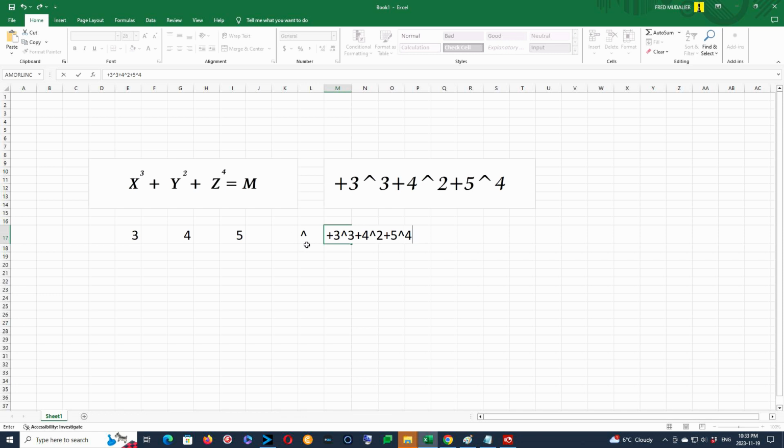And you would use the caret key function, which is this function symbol right here, to raise the base number to its exponents. So right here you would use the number 3, caret key 3. In other words, 3 to the power of 3, and then 4, caret key 2, which is 4 to the power of 2, and then 5, caret key 4, which is 5 raised to the power of 4, and the result is 668.